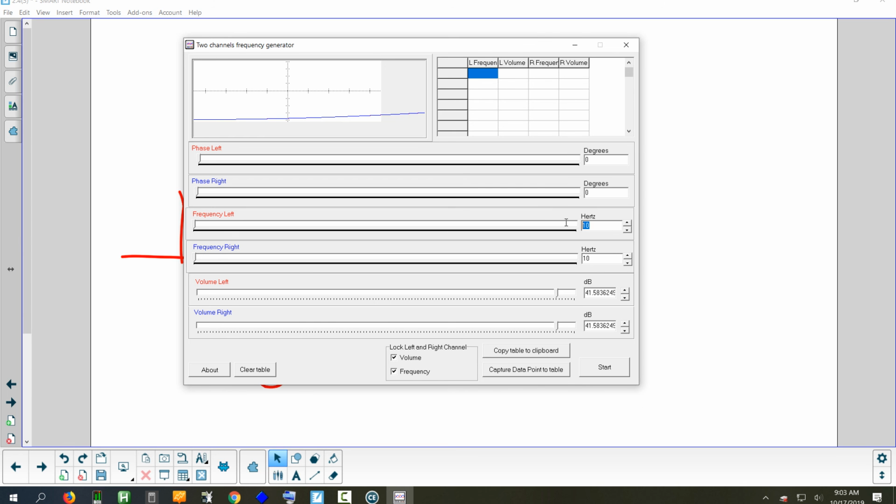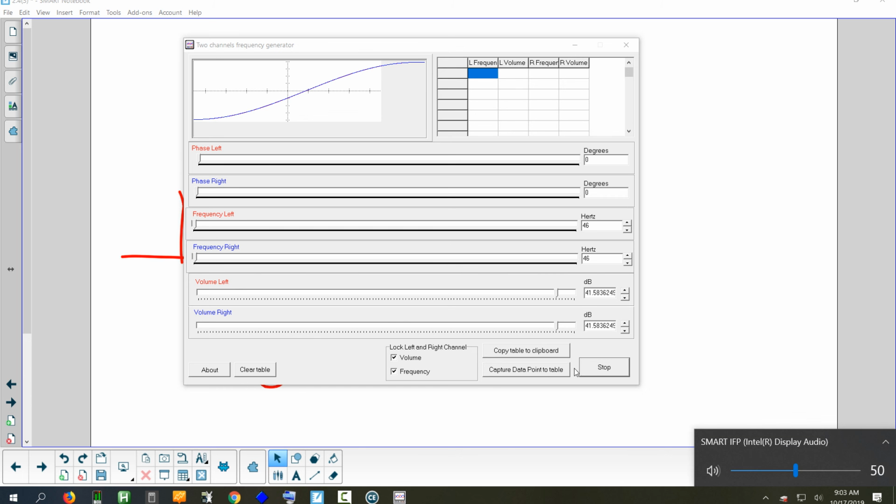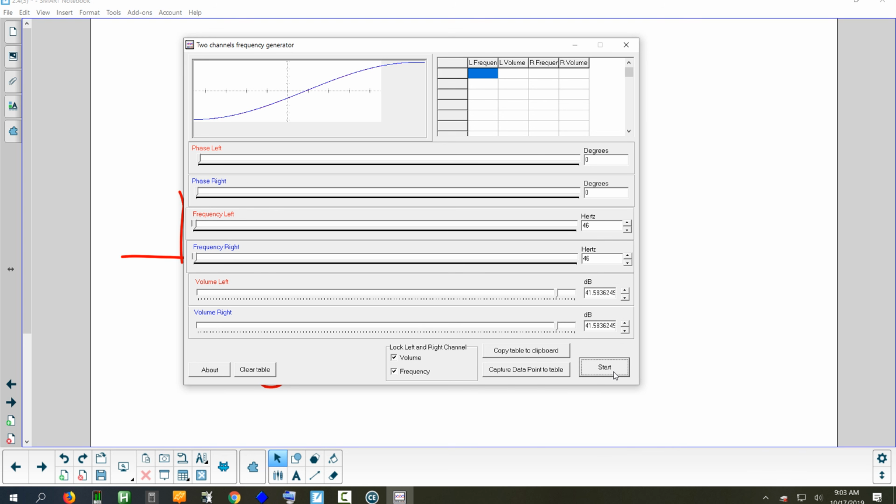The lowest that my speaker can go is about 45 or 46 hertz. So if I play this one, you definitely hear it. It's like a bass sub.